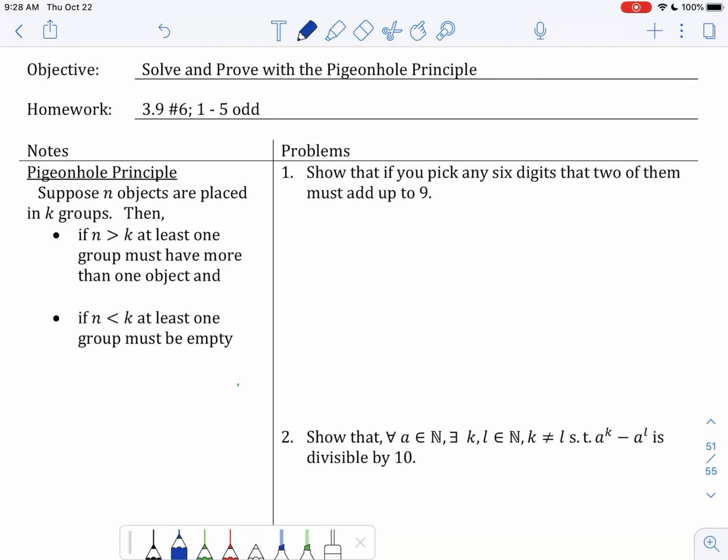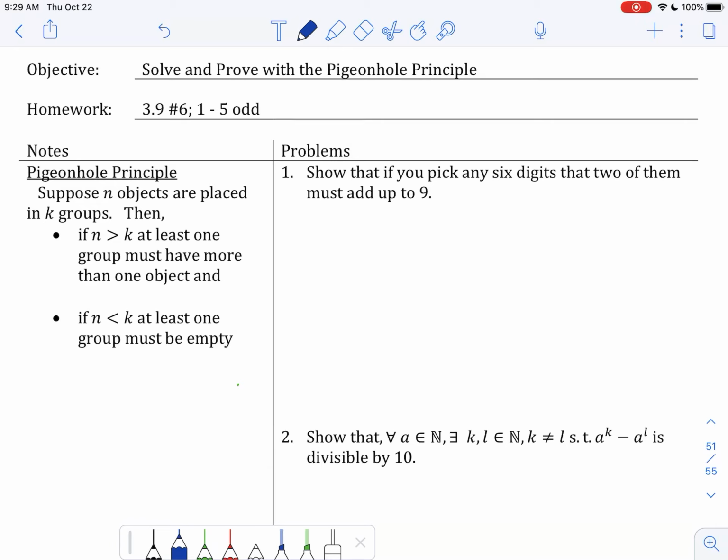Hi all, and welcome to your second lesson for the week, and we're going to talk about something called the Pigeonhole Principle, which is actually one of my favorite weird rules when we talk about counting problems like what we've seen in this chapter. So get yourself ready for notes, and we're going to talk about the Pigeonhole Principle.